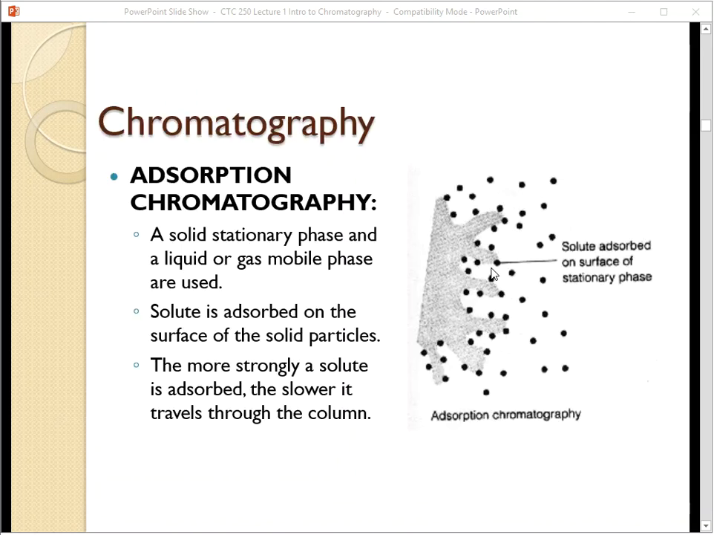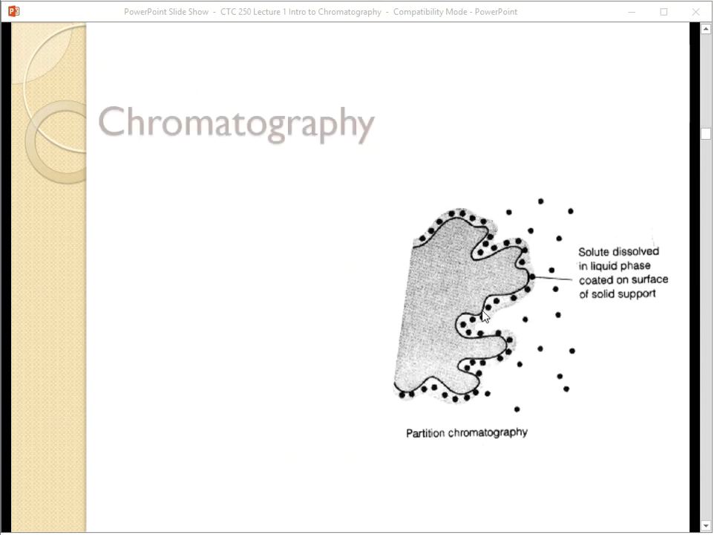Now, if you take a look at adsorption, you don't really see that jelly-like substance, right? This is just the full-blown stationary phase particle. That's what we're using. In partition chromatography, it's a little different because we get this really thin layer of this jelly-like stuff that's on the outside surface of the stationary phase. And it's that jelly-like material that really holds these compounds back.